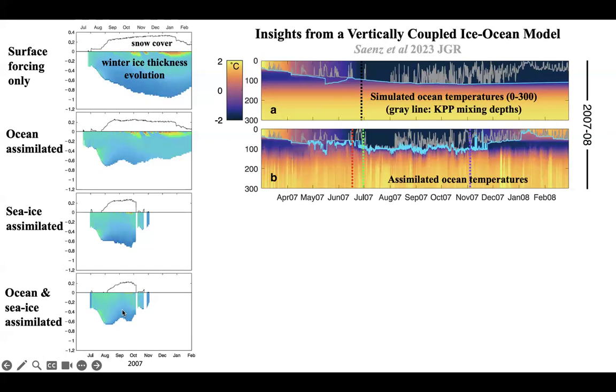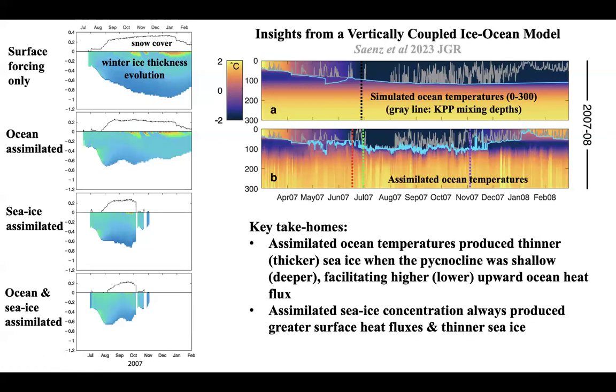And so that was a very quick summary of this paper, but the key takeaway is that the assimilated ocean temperatures always produce thinner sea ice when the pycnocline was shallow. So every time those vertical excursions happen, by the way, this is a very eddy prone area. So the mooring was intentionally put there to observe these eddies passing by. And then every time the pycnocline went deeper, we had the opportunity to grow thicker sea ice.